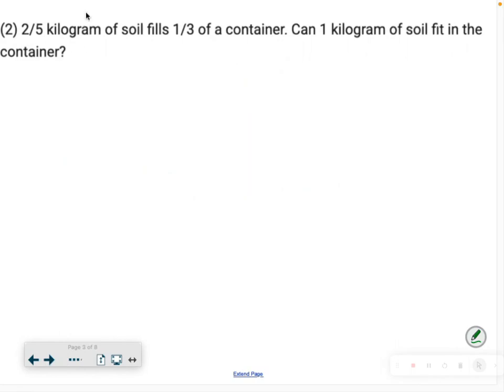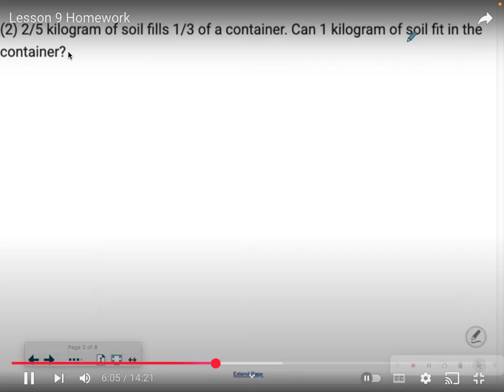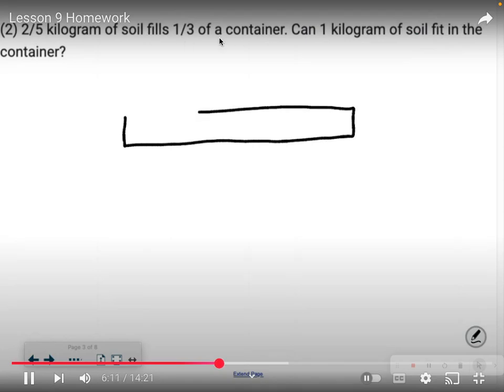Okay, the third problem. 2/5 of a kilogram of soil fills 1/3 of a container. Can 1 kilogram of soil fit in the container? This is kind of a yes or no question. 1 kilogram of soil is going to be equal to 5/5 kilograms of soil, right?